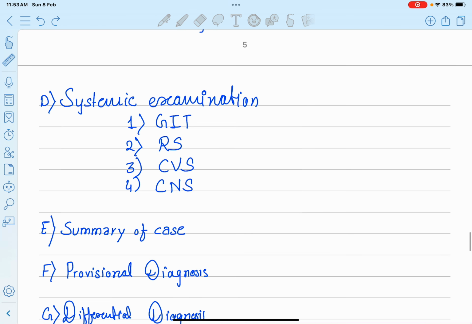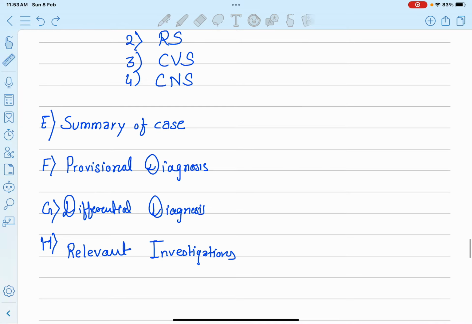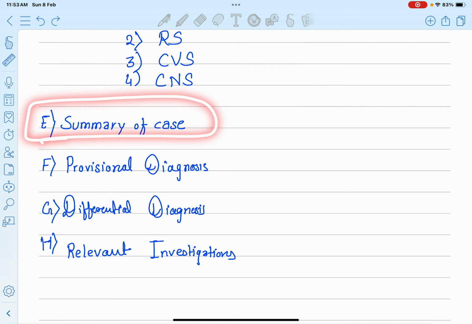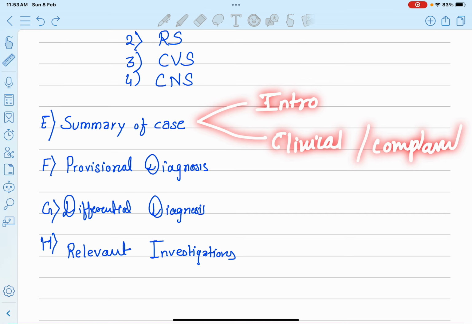Then systemic examination. Mainly we consider these four systems: GIT, respiratory system, cardiovascular system, and central nervous system. Then the summary of the case is also important. Sometimes the examiner asks you for the summary of your case, so here you should mention it in two paragraphs. The first paragraph should include the introduction of the patient, and the second should include the clinical examination and complaint of the patient, briefly.